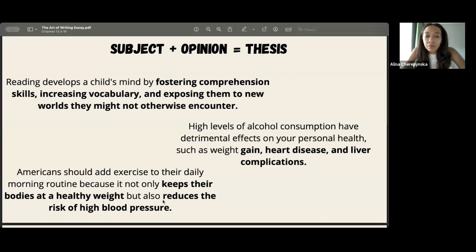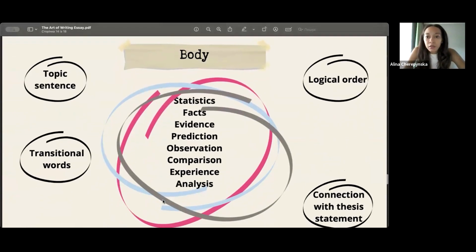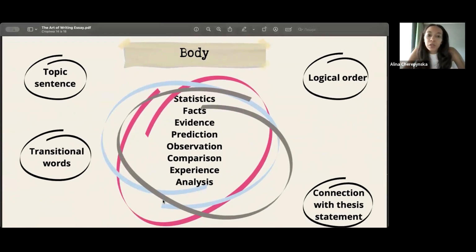After creating the introduction, we need to create the body. Actually, it's not that difficult to work with the body, but again, we have some peculiarities. In the body of your essay, you can include information such as statistics, facts, evidence, prediction, observation, comparison, experience, and analysis. And all of this will support your idea. But what is more important, in each paragraph of the body, you need to have a topic sentence. In each paragraph, you also need to have transitional words.